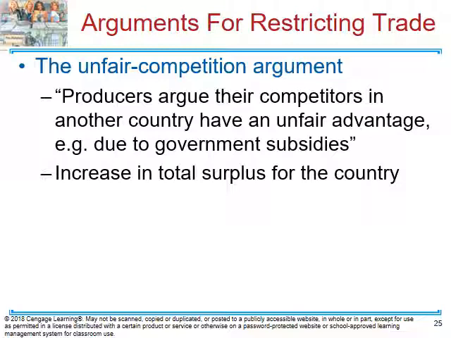The next argument is about the unfair competition argument. In this argument, it says that when there is free trade, all the companies or all the parties or all the countries should have the same rules for the game. For example, in some cases, there are countries in which one industry is being subsidized by the government, so that they could compete at the international level.